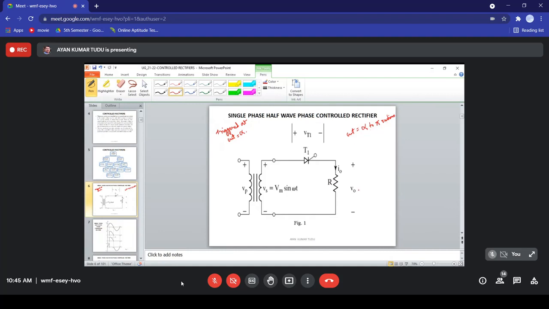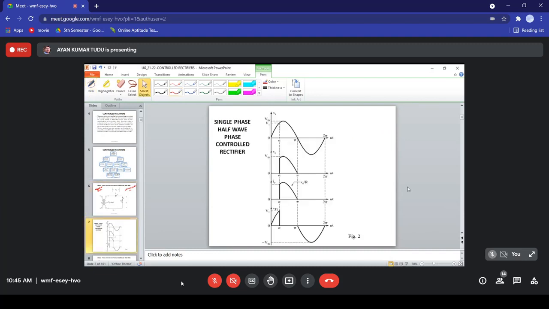So what will be the output? For omega t equal to alpha to pi, the output V0 would be equal to Vs when this thyristor is conducting from omega t equal to alpha to pi radians. This is very clear. With this in mind, we can easily draw this figure. This is the typical figure.